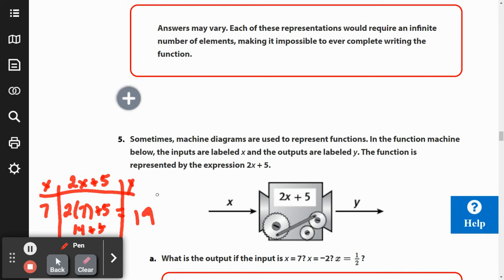So what is the output? 19. If x equals 7, it's 19. Okay? Go ahead and do if x equals -2. Go ahead and do if x equals 1/2. Okay? Go ahead and do those. I'm going to pause it and give you a chance to do it. Pause the video and go ahead and try x is -2, x is 1/2.